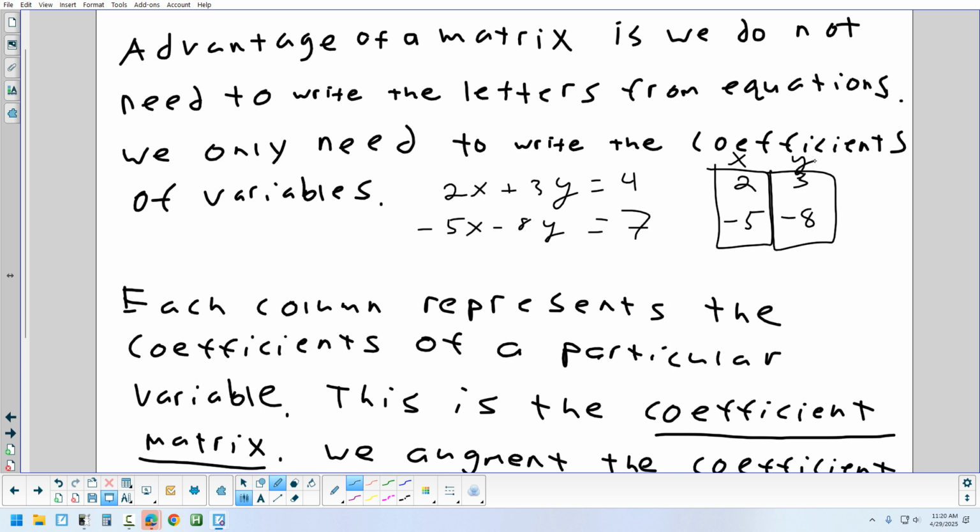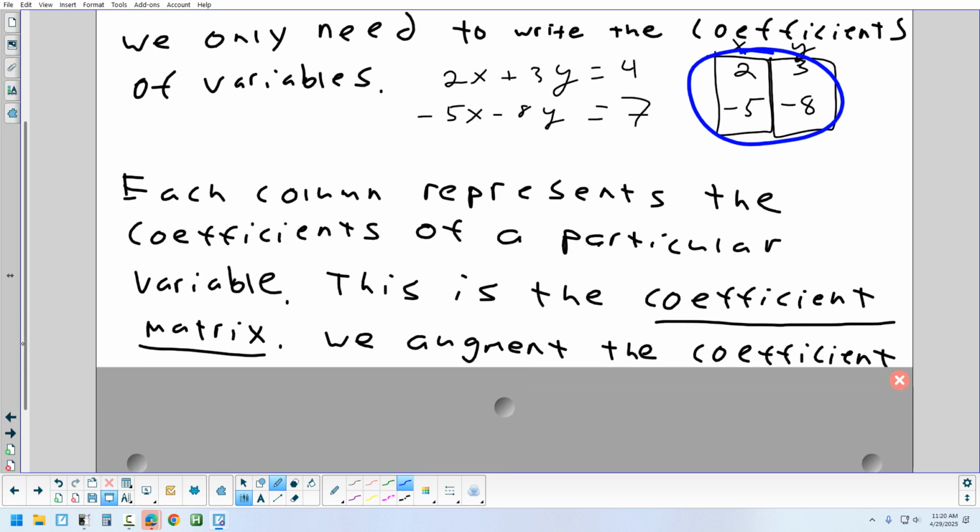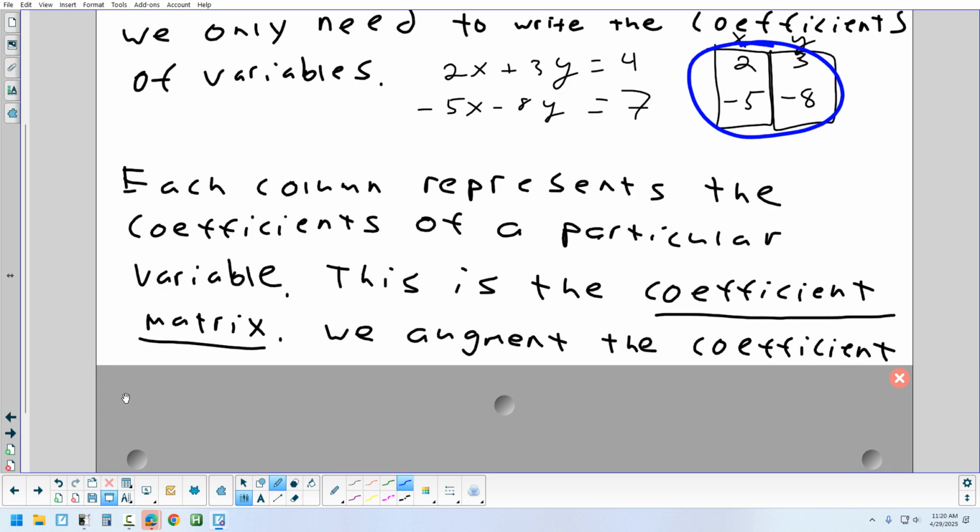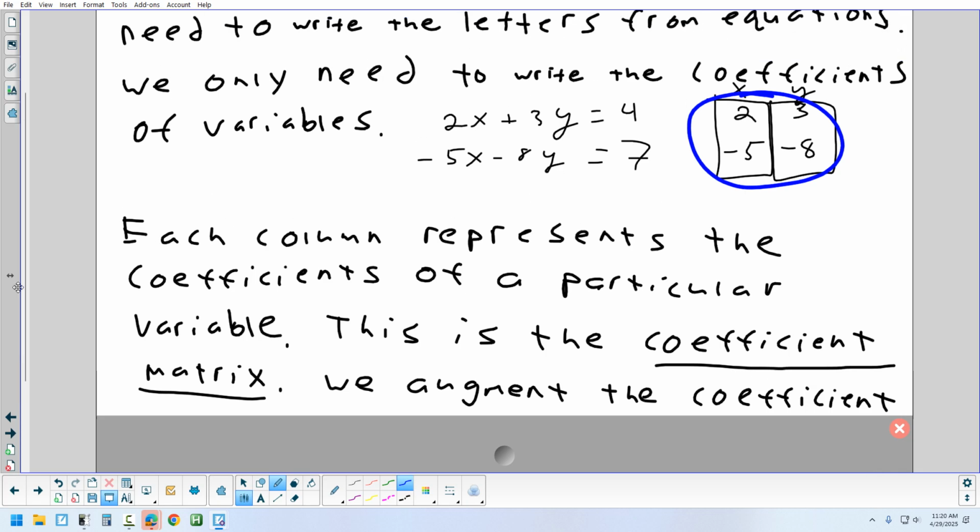What I just made, that I just circled in blue, is called the coefficient matrix. It's a matrix that contains all the numbers that were in front of variables. But the coefficient matrix doesn't have everything in it that this original problem had. What's the coefficient matrix missing? The answers. Or what's on the other side of the equal sign.